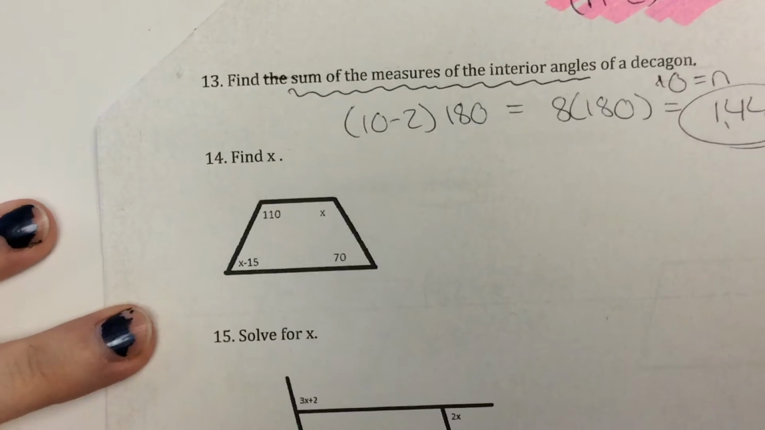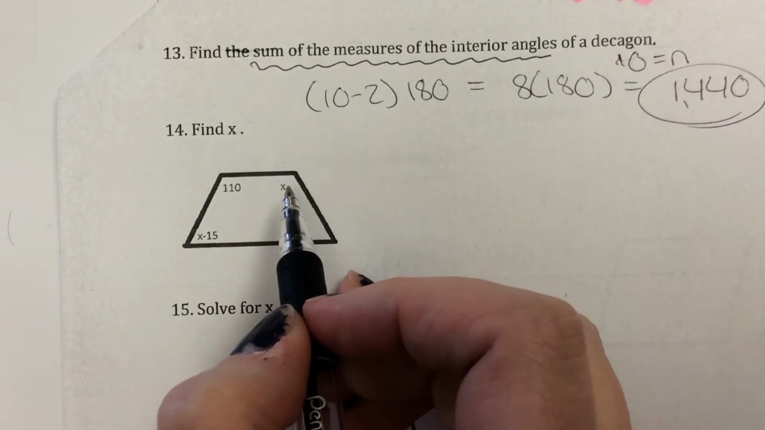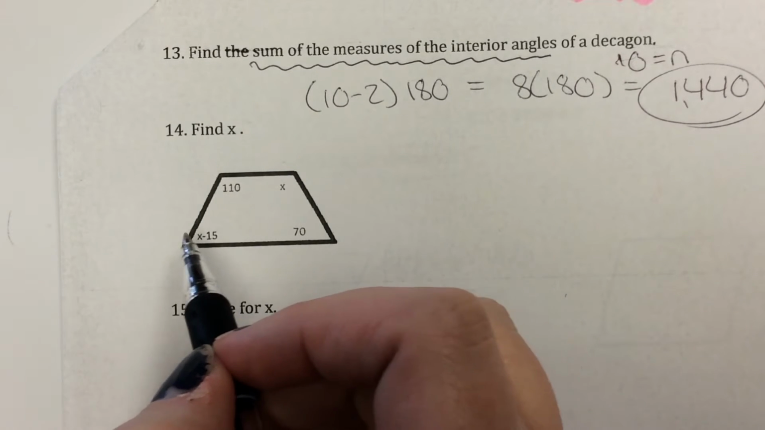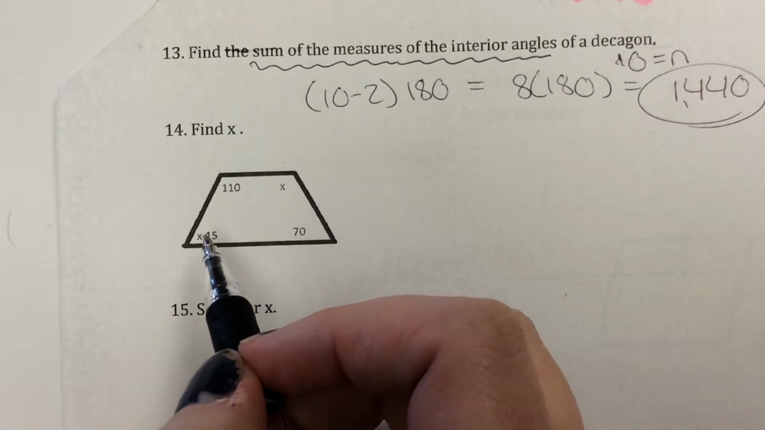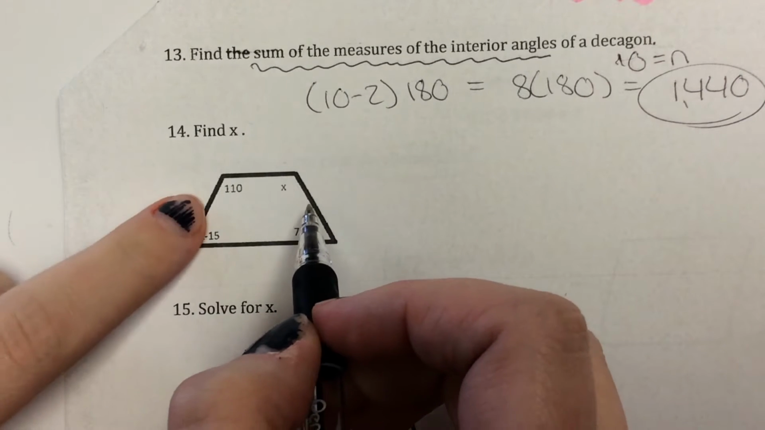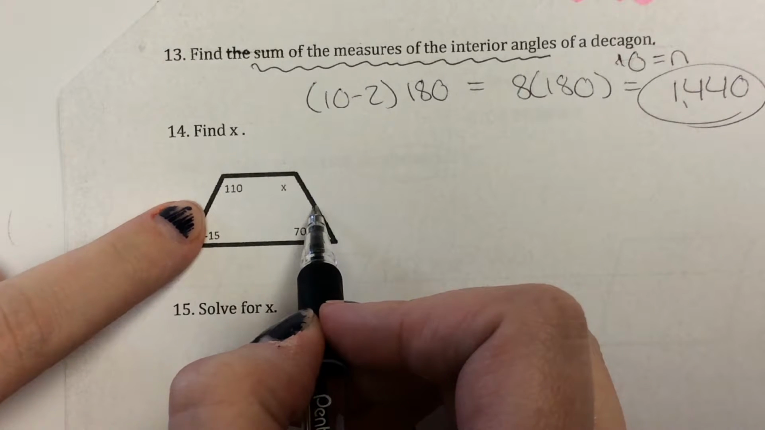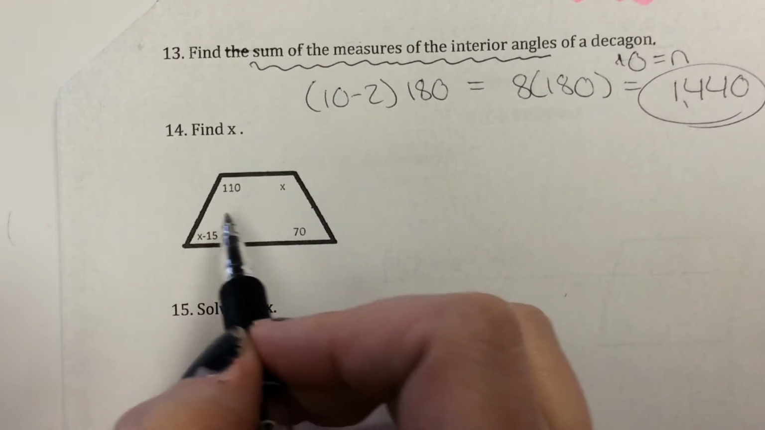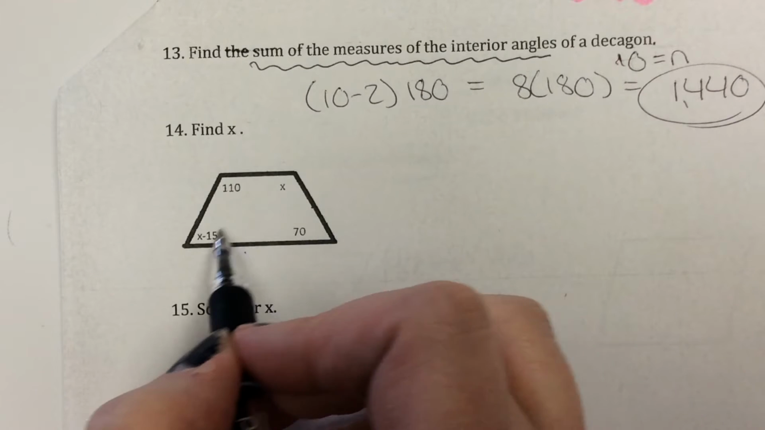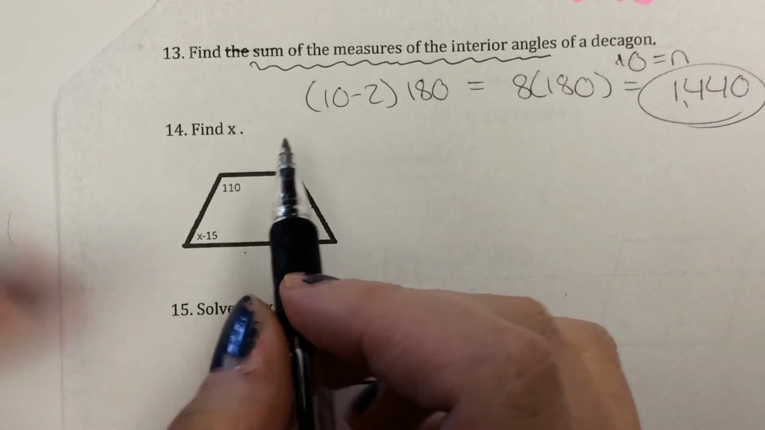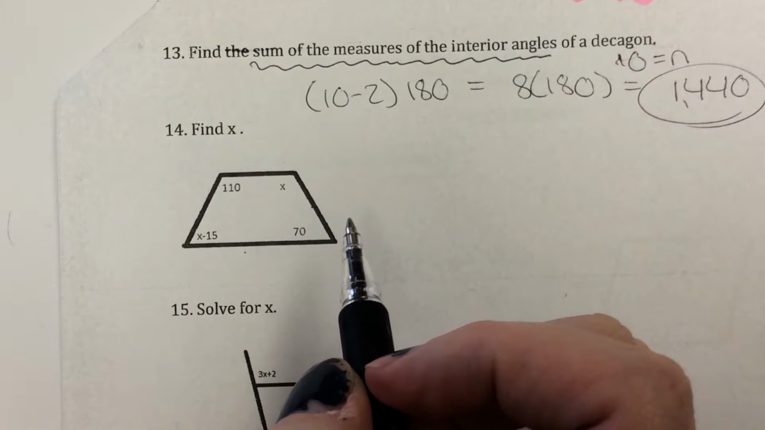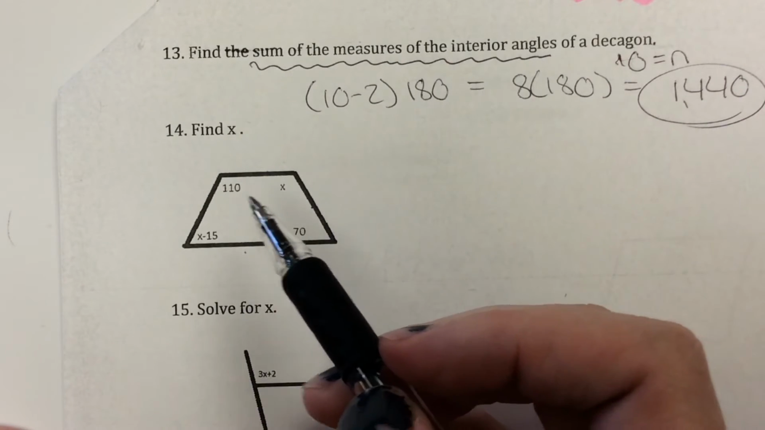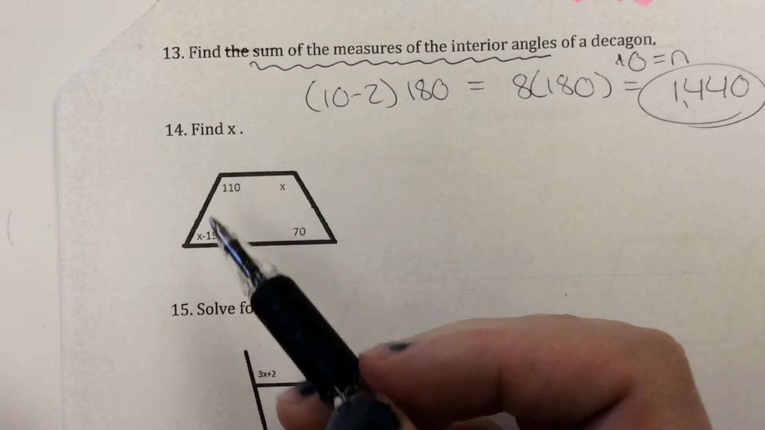Okay, moving down. Number 14 says to find x. Well, we can't just set these two equal to each other like we did on the other page because this is not a parallelogram. These two sides over here are not congruent and they're not parallel. And these two sides might be parallel, but they're not congruent. So this is not a parallelogram, so we can't just set them equal. This is just a regular quadrilateral.